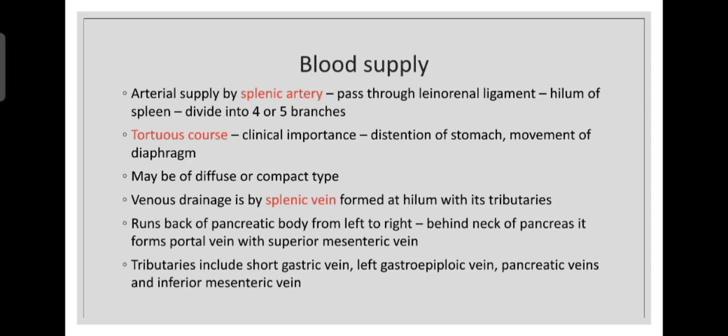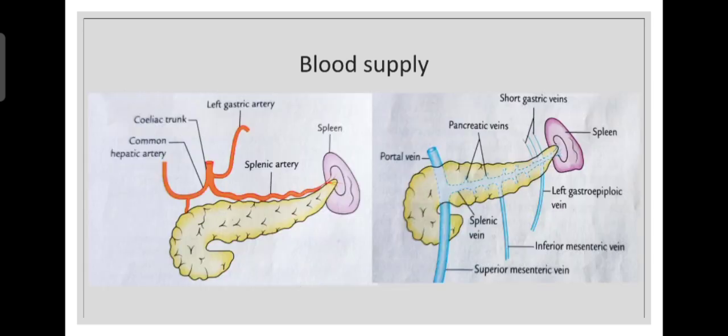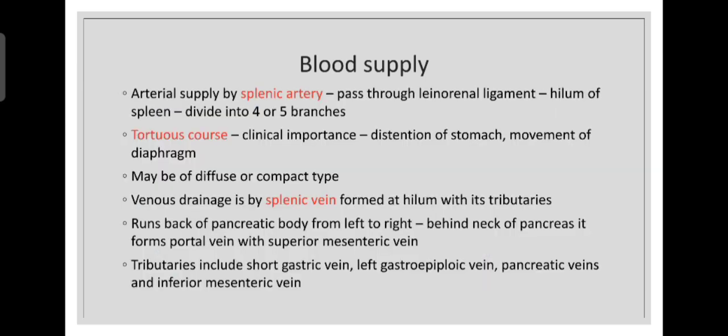The tributaries of the splenic vein are short gastric veins, left gastroepiploic vein, pancreatic veins, and inferior mesenteric vein. Here: short gastric veins, pancreatic veins, inferior mesenteric vein, and left gastroepiploic vein. These are the tributaries of the splenic vein.